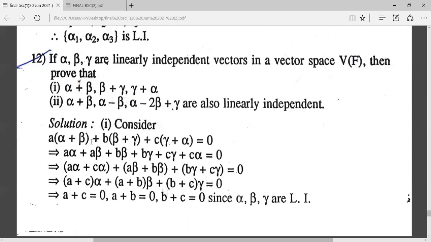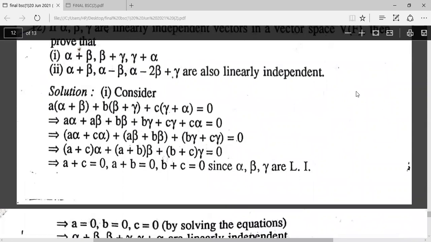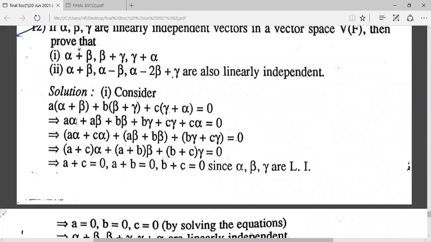A into alpha plus beta plus C2 ಬದಲಿಗೆ B into beta plus gamma plus C3 ಬದಲಿಗೆ C into gamma plus alpha equals 0 vector. This implies group the corresponding terms: A alpha plus A beta, B beta plus B gamma plus C gamma plus C alpha equal to 0. Multiply ಮಾಡಿ ಬಂದಿರೋದಷ್ಟೇ. ಈಗ corresponding terms ಅನ್ನು group ಮಾಡಿ. So if you group the corresponding terms, alpha ಇರೋದನ್ನೇ ಒಂದು ಕಡೆ ಸೇರಿಸೋಣ. ಎರಡು terms ಇದೆ. So I have A alpha plus C alpha.